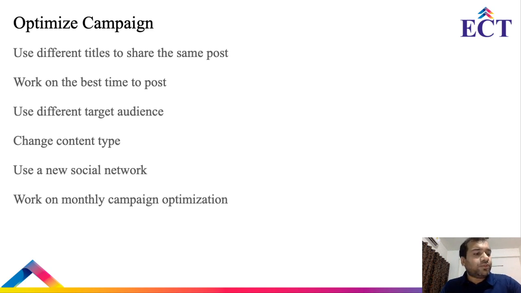Maybe you have chosen a wrong social media network where you are not getting enough traction, not many leads, not many inquiries. If you're not getting it and if you think that it is not suitable, evaluate that. If it's not suitable, then move on to the next social media network, and work on monthly campaign optimization. Every month, sit and evaluate all the posts that you have made to find out which posts have performed well and why, and make sure that accordingly you create new content for the next month.